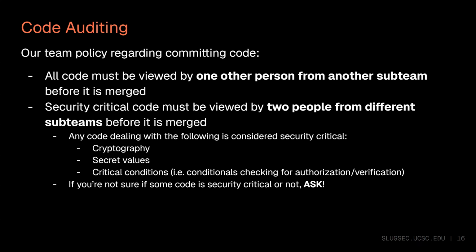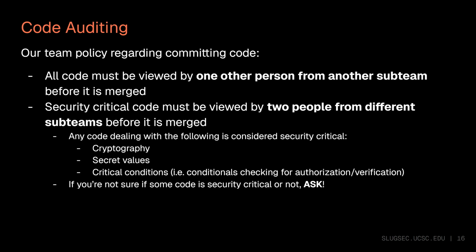That way, they may have a better idea of what flaws to look for, because they're not biased by the code they've already been working on. So we require all code to have at least one other person look at it. Now, if code is considered security critical, we would require at least 2 people to look at it, from 2 different sub-teams.